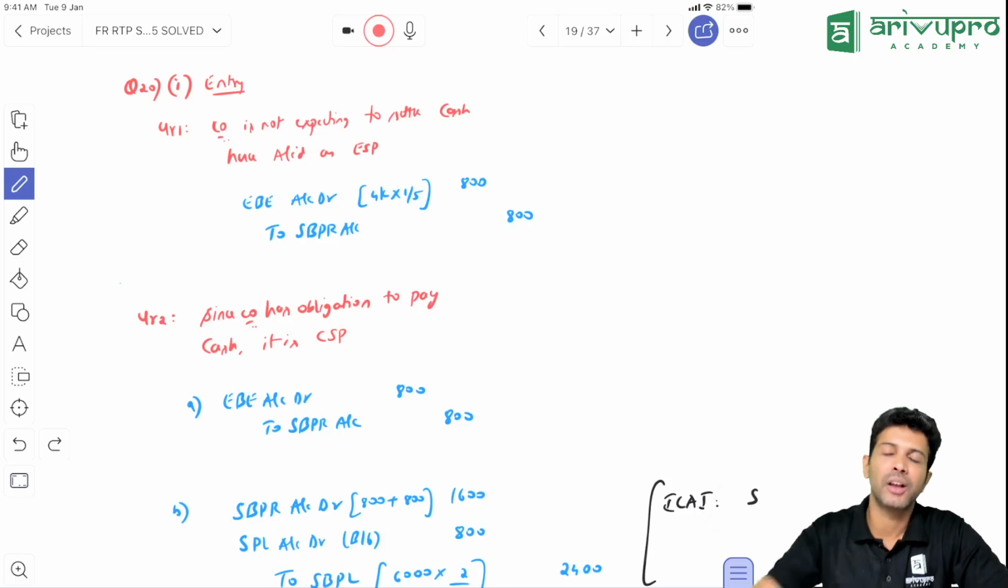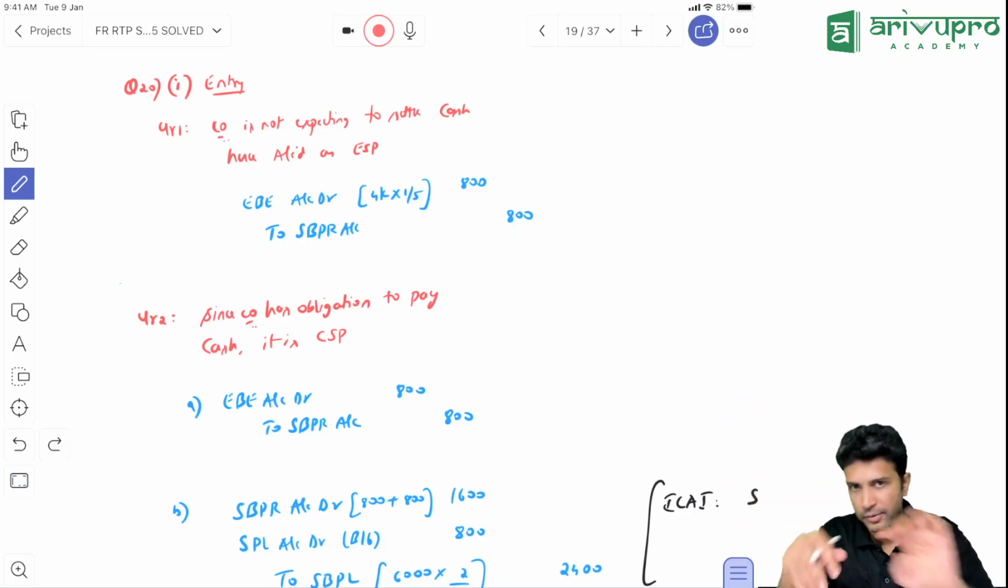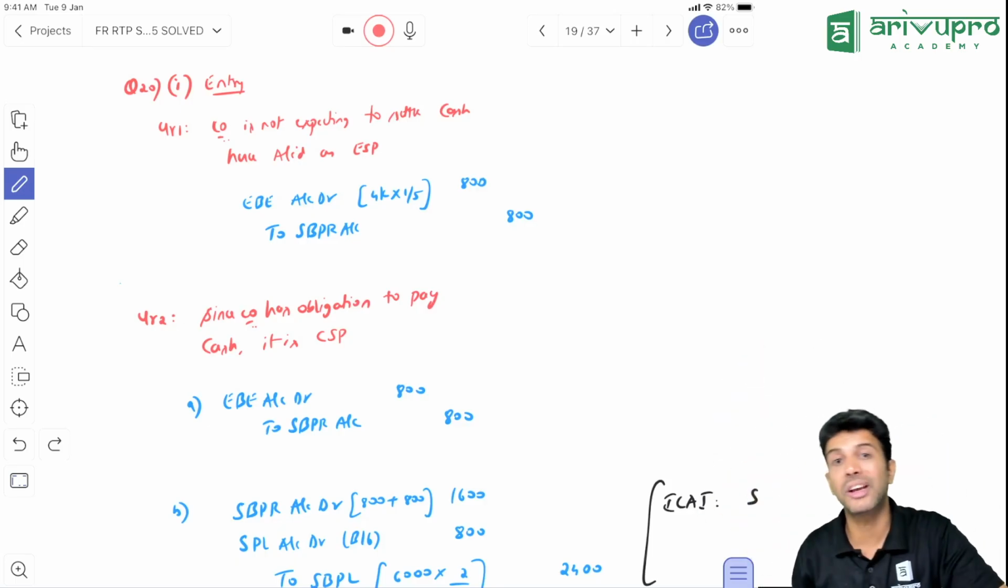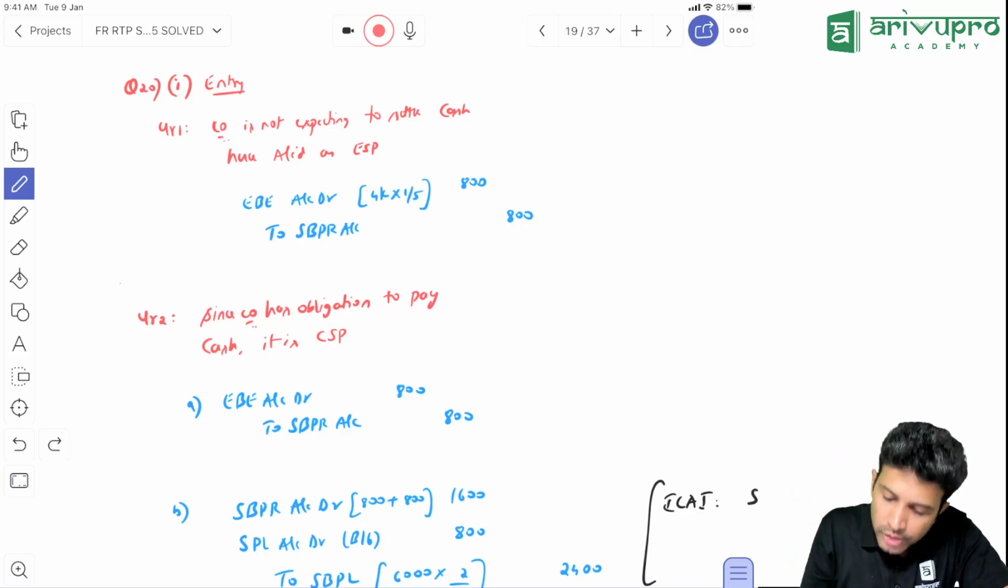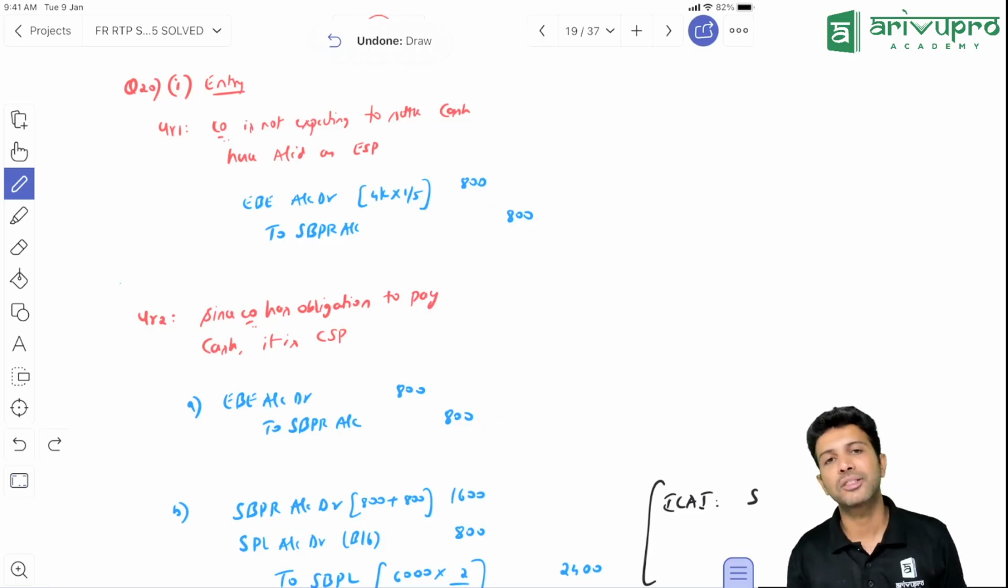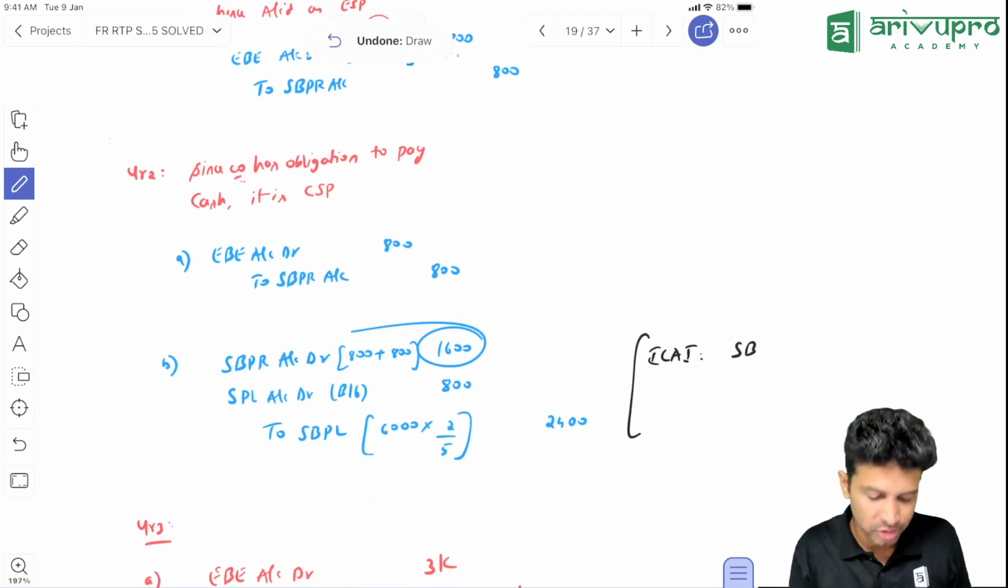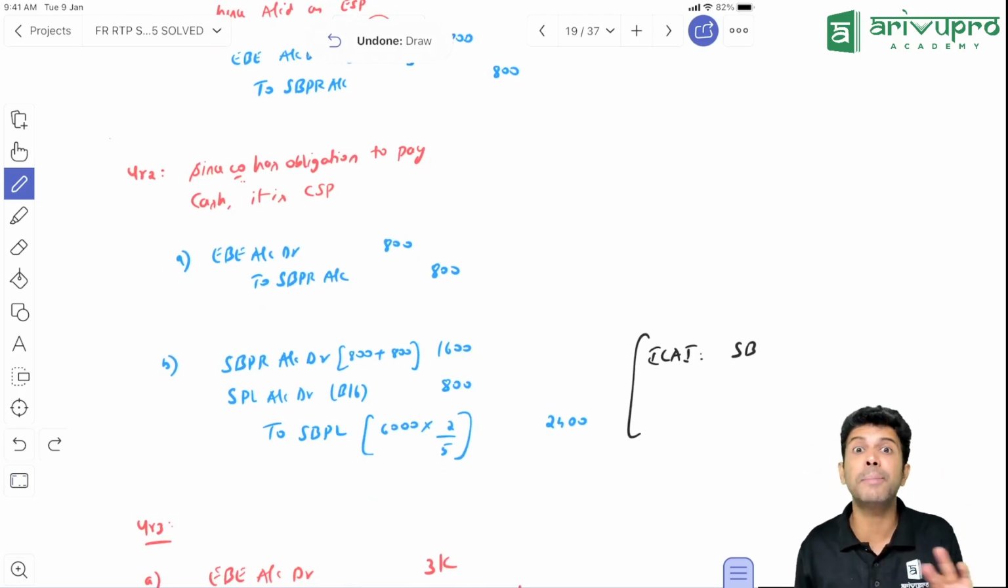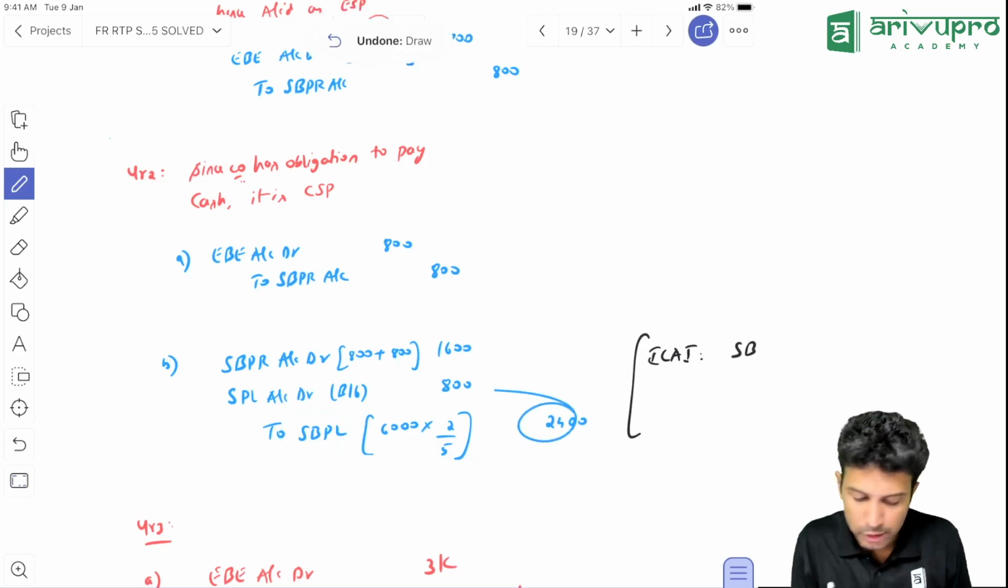So what do we have to do? From SBPR, we have to reverse SBPR and transfer it to SBPL. So SBPR has how much balance? First year 800, second year 800. So SBPR has a balance of 1,600. So you debit SBPR for 1,600 to SBPL. Now don't credit SBPL for 1,600, boss.